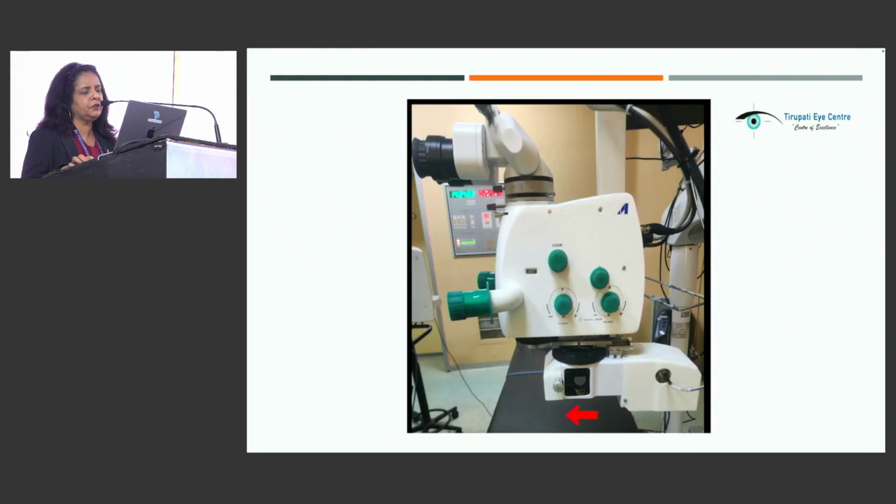This is the patent certificate, and this is how it gets attached. It just comes as an attachment which is attached to the microscope while we are doing the surgery.